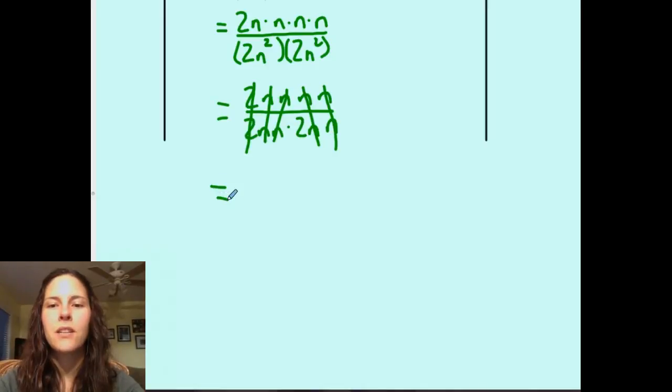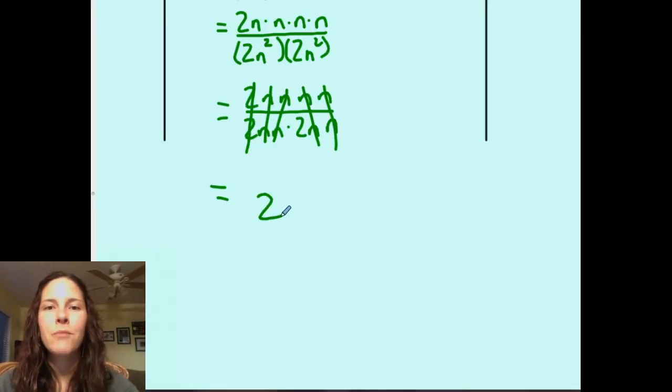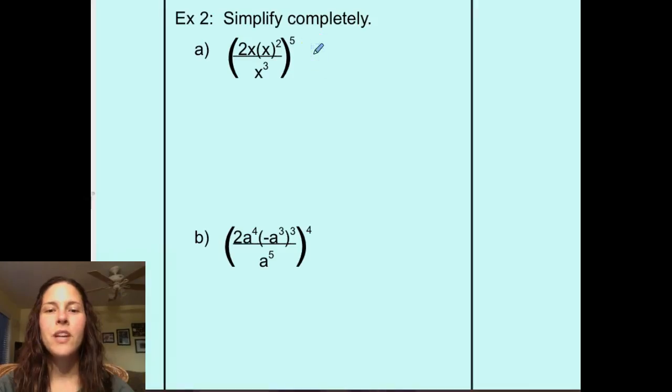It's very tempting for students to say that the answer is 2 because everything but 2 canceled. Notice, however, 2 is in the denominator. When we cancel by division, thinking about just this piece, 2 divided by 2 is 1. So we have a 1 in the numerator and our 2 remains in the denominator. Now we've got a power on the outside. We still work on the inside to get everything simplified first.